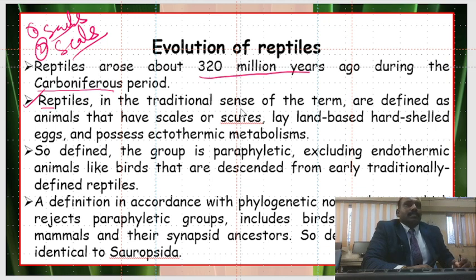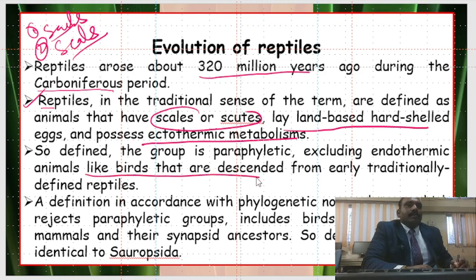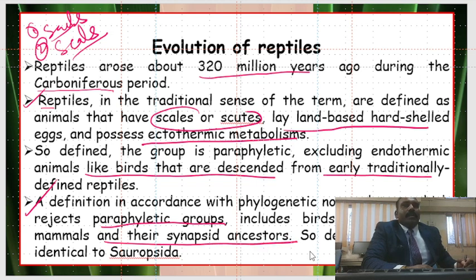The reptiles in the traditional sense of the term are defined as the animals that have scales or scutes, lay land-based, hard-shelled eggs, and possess ectothermic metabolism. So defined, the group is paraphyletic, excluding the endothermic animals, like the birds, which descended from the early traditionally defined reptiles. The traditional definition of the reptiles, according to phylogenetic nomenclature, rejects paraphyletic groups, including the birds while excluding the mammals and their synapsid ancestors. So defined, Reptilia is identical to the sauropsids.